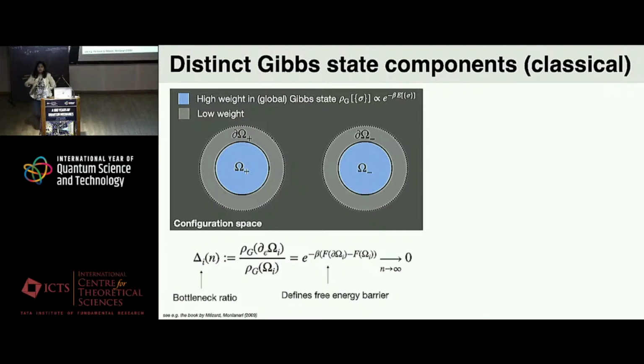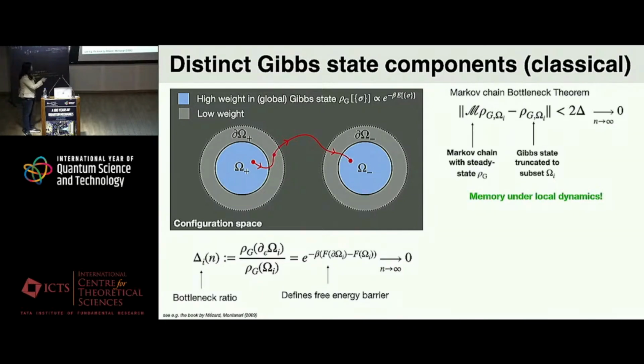And the relative weight of these different components in the Gibbs state can be quantified by this quantity, which I'm calling the bottleneck ratio. So let me look at one thing which I'm going to call a component here. And I'm going to look at the ratio of the weight in the Gibbs state of the boundary surrounding that component. And the boundary is something that I choose; I can choose to decide which configurations I want to put in the boundary. So I'll look at the weight of the boundary relative to the weight in the bulk. And this is, of course, the ratio of the free energies in the boundary and the bulk, because it's the weight in the Gibbs state. So if this bottleneck ratio goes to 0, which means you have 0 weight in this bottleneck relative to the bulk as n goes to infinity, this formally defines for you a free energy barrier in the system.